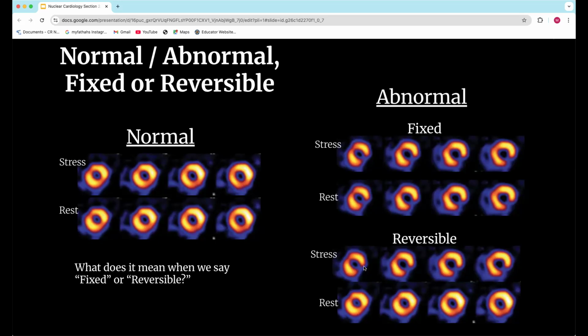So you'll hear people say fixed or reversible. This is one of the reasons I started out with thallium, because when we talk about tech, for reasons that we'll talk about here shortly, you're going to do your rest scan first and your stress scan second on most protocols. And there's reasons why. So let's get into that.